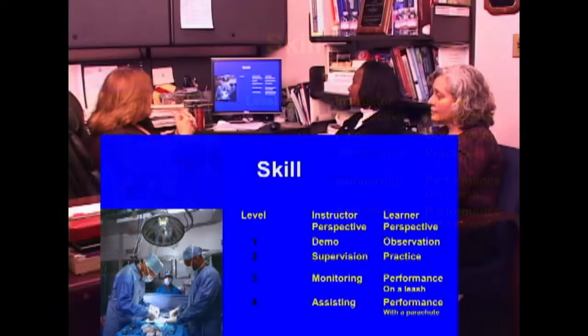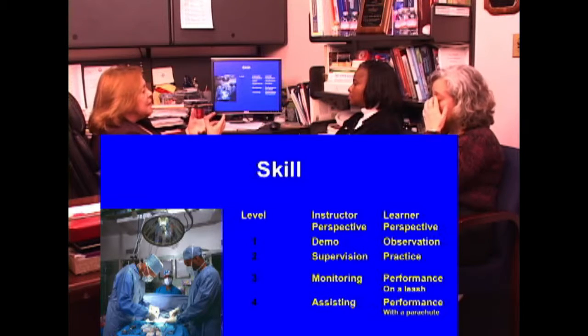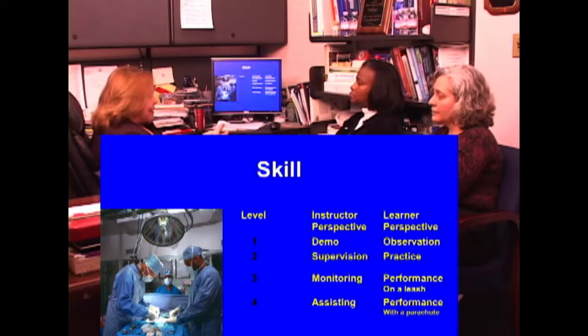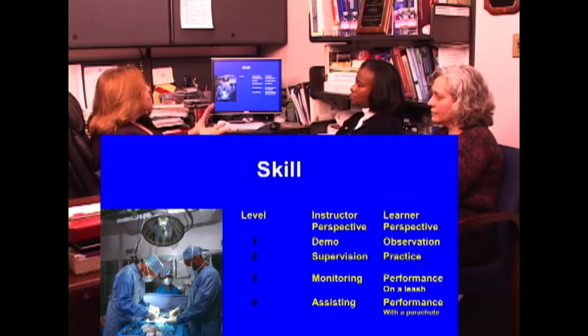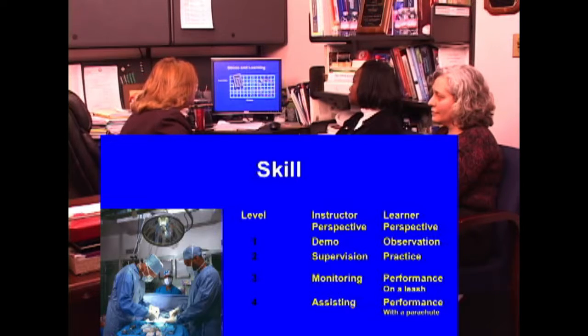So in terms of skills in particular, and this faculty development talk on precepting cuts across many areas, but when you're teaching a skill, I think it does bring out the important point that our level 1 newest people need to be watching, our level 2 practicing, level 3 we need to be really close by, and level 4 we have to be there with our parachute. It's really important in terms of teaching skills.